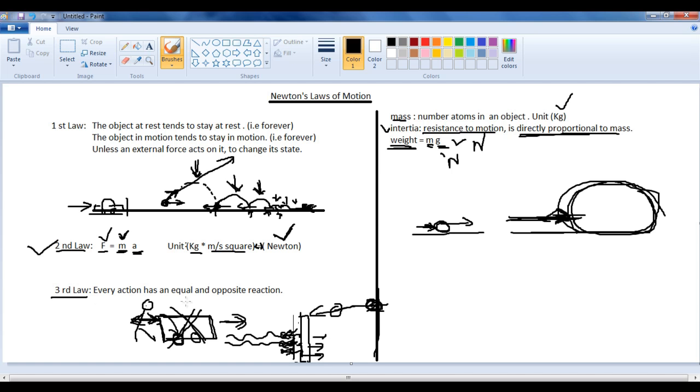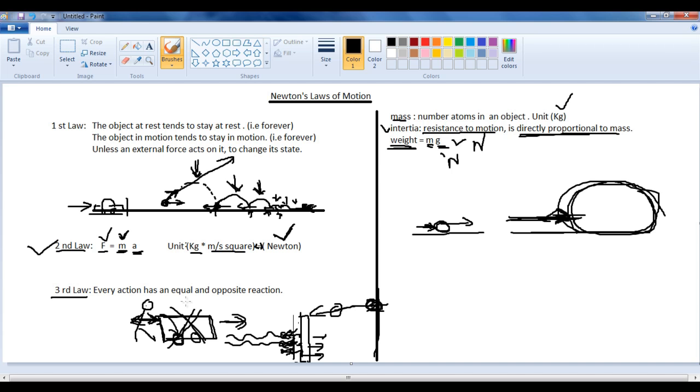So we have understood what is Newton's first law. Newton's first law of motion: the object at rest tends to stay at rest. Object in motion tends to stay in motion forever unless and until an external force acts on it to change its state. And the second law says force is equal to mass into acceleration. And the third law says every action has an equal and opposite reaction.